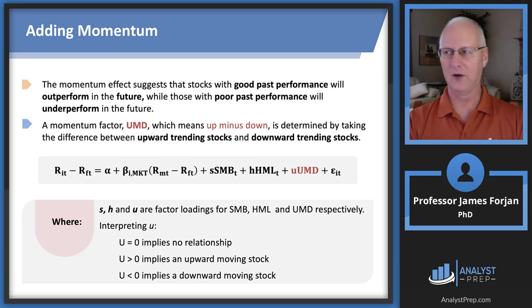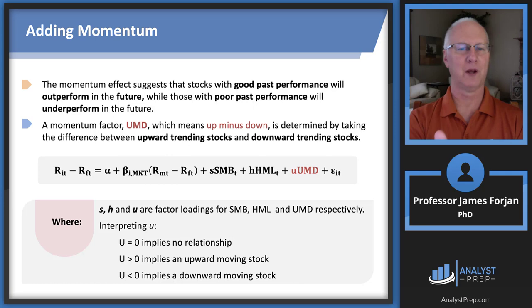So what other kind of factor might explain this big cloud? Well, what do we know? Going back to the early 90s, when this concept was more formally introduced than it had been before, this concept of momentum. That stock price is rising today and yesterday, so my gosh, I bet it keeps rising tomorrow and the next day, or vice versa. So good past performance will outperform in the future, while poor past performance will underperform in the future. So let's go ahead and add a momentum factor. So we start with the capital asset pricing model, we add the Fama French, and now we add momentum.